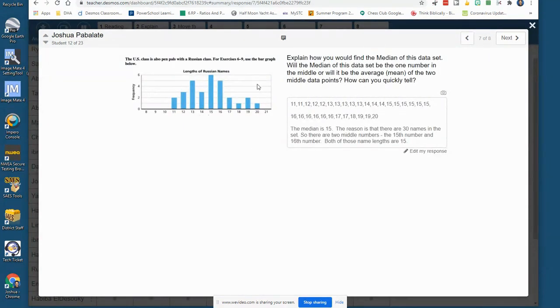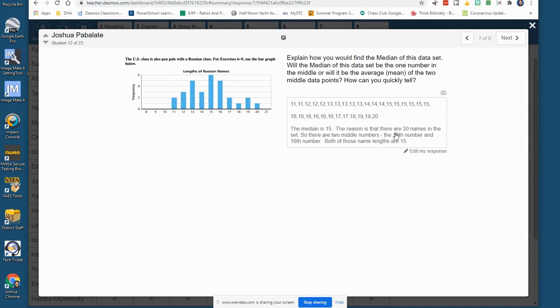All right, the last one we're going to go over is the same scenario, different question. Explain how you would find the median of this data set. Will the median be the one number in the middle, or the average of the two middle data points? How can you tell quickly? Once again, I could list all the numbers out, see that there are 30 of them, and count up to the middle numbers. The median is going to be 15.